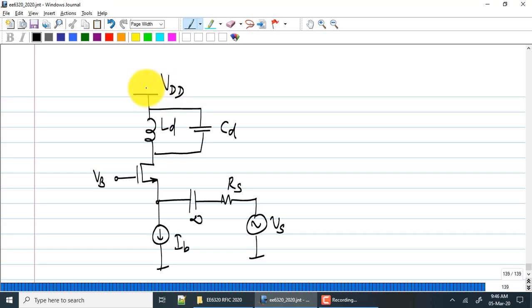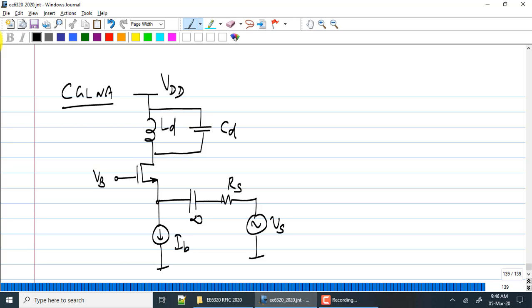One variant of the common gate LNA was the noise cancelling LNA. What we did was we basically found a node inside the circuit where the noise of the common gate exists in a scaled fashion. We took it to the output and subtracted it from the output. Okay. It turns out that there exists one more way to improve the noise of the common gate structure.